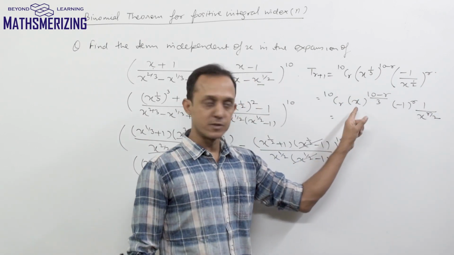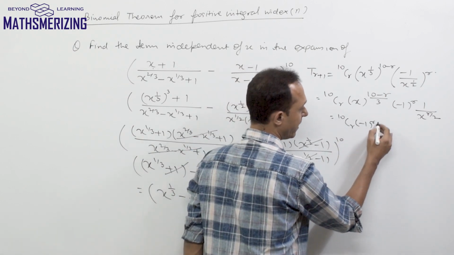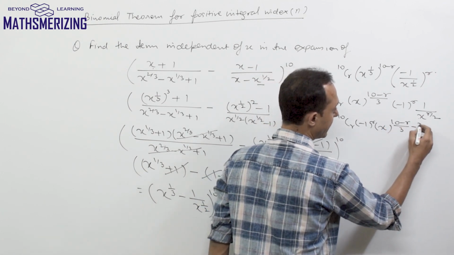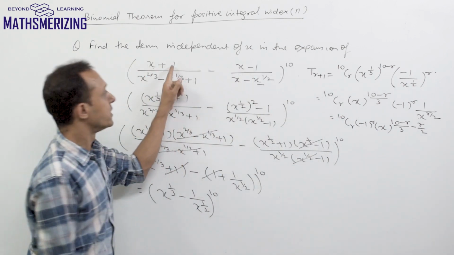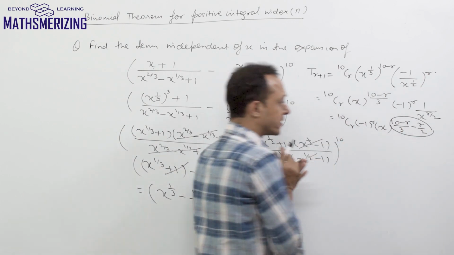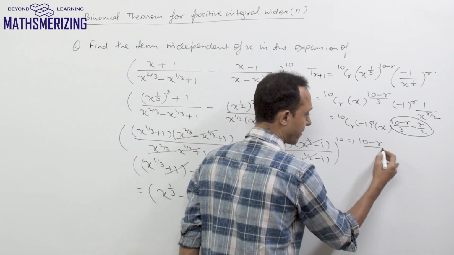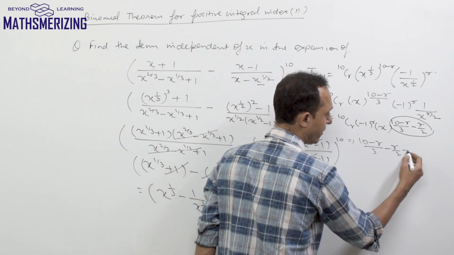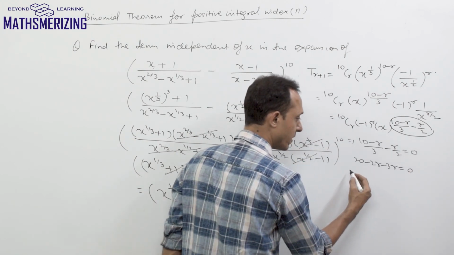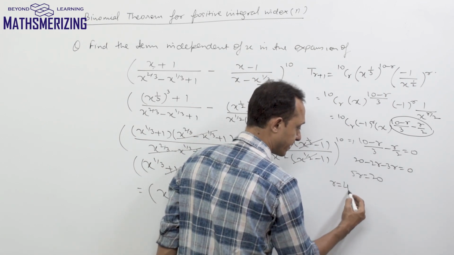Now I'll take these terms of x together. So I'll write 10Cr (minus 1) to the power r, and here will be x to the power (10 minus r) by 3 minus r by 2. Now I need the term which is independent of x. So if the term is independent of x, then the index of x should be 0. So from here the condition I'll get is (10 minus r) by 3 minus r by 2 should be 0. 20 minus 2r minus 3r equals 0. So from here I'll get 5r is equal to 20. The value of r is simply 4.